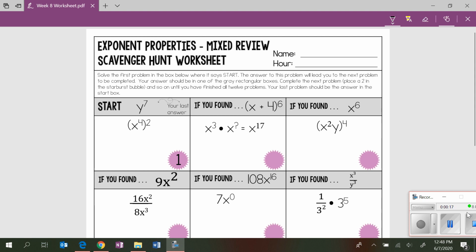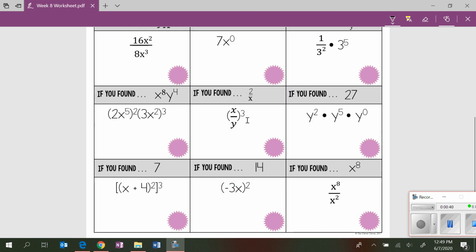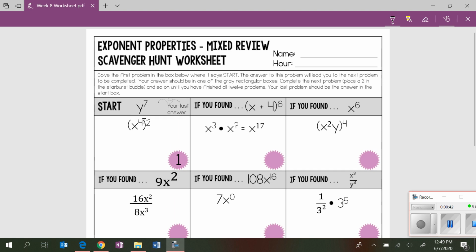So let's get started. This exponent properties scavenger hunt worksheet. What you're going to do is solve all of the expressions with exponent properties, and bounce around solving them as we go through and find the different answers. So start here, and we're going to solve this expression.